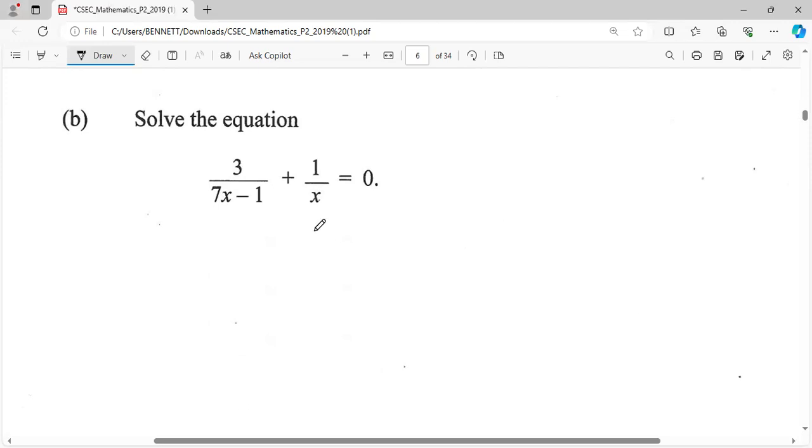What we have to do is find the LCM, that's the lowest number that all of these can go into without leaving a remainder. And of course, we can literally use the product as the LCM. So I'm going to do that.